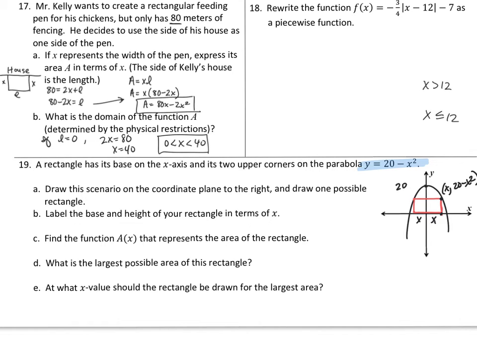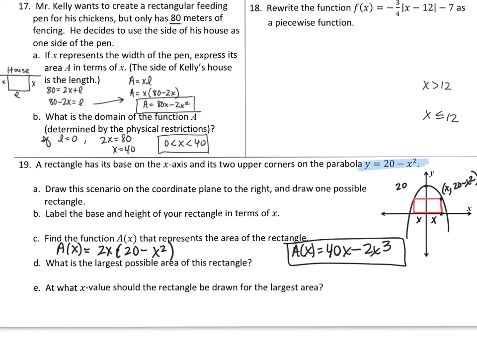Find the function of the area. Area, A of x, would be length times width, or base times height, whatever you want to call it. So the length of the bottom of that is 2x, and the height is the y, which is, let me put a parentheses because it's more than one term, 20 minus x squared. So if we simplify that, the area is 40x minus 2x cubed. There we go.